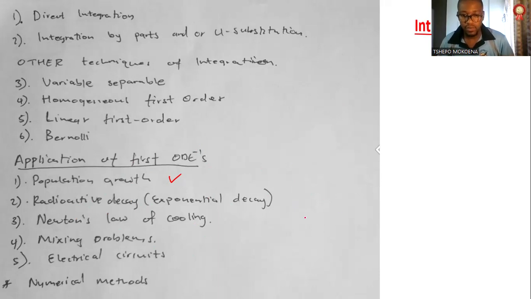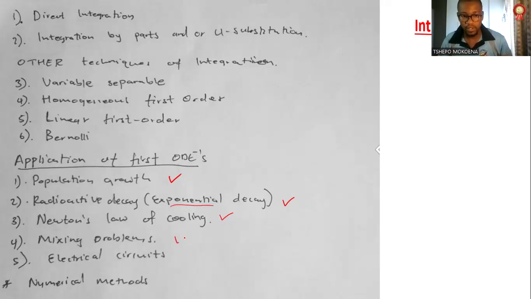Application number 2 is radioactive decay, also referred to as exponential decay. This is also a wide, flexible application of mathematics. Number 3 is Newton's law of cooling. This one is highly applicable in chemical engineering. We're going to talk about the transfer of heat, the transfer of energy from a high state to a low state. When we talk about cooling, we expect the temperature of a certain surface to decrease from high temperature to low temperature. It's highly applicable in my chemical engineering course.